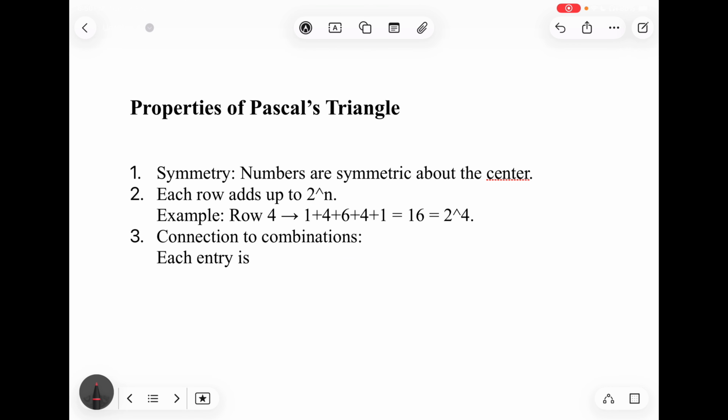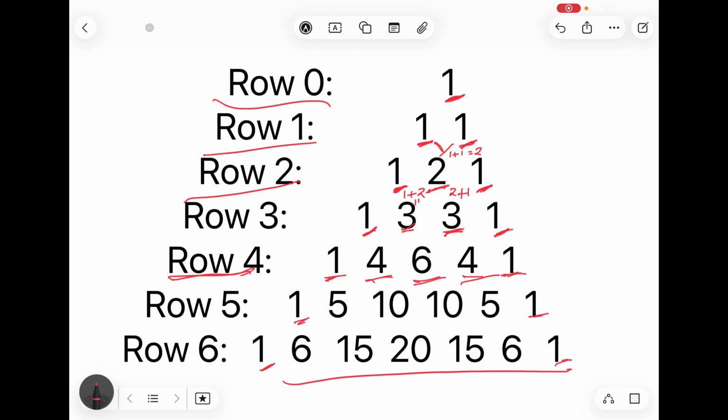Some properties of this Pascal's triangle are that the numbers are symmetric about the center and each row adds up to a power of 2. Now, if I add these numbers, I will get 1, which is 2 to the power 0. And if I add the second row, I will get 2 to the power 1. If I add this third row, I will get 2 raised to the power 2. If I add this fourth row, 3 plus 1 is 4, 4 plus 4 is 8, which is 2 to the power 3.